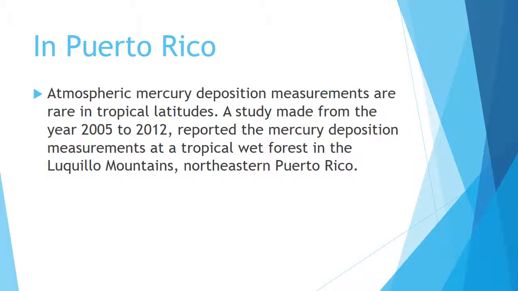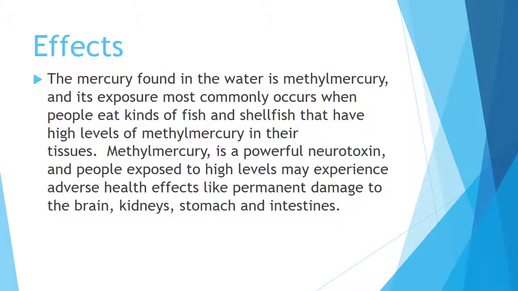These high mercury deposition rates are driven in part by high rainfall that is highest during the summer and lowest during the winter dry season. The mercury found in the water is methylmercury, or organic mercury, and its exposure most commonly occurs when people eat kinds of fish or shellfish that have high levels of methylmercury in their tissues.